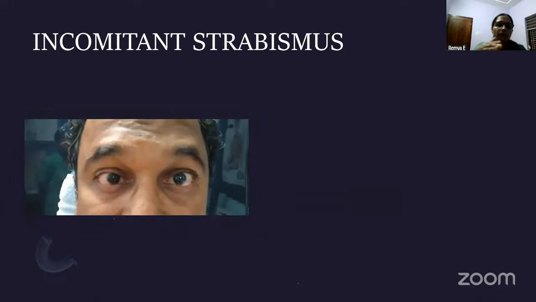So till now, what I have mentioned, most of it is in the case of comitant strabismus. So now we have incomitant strabismus. Incomitant strabismus can be either paralytic or restrictive. Paralytic means it is due to paralysis of one muscle, right? So paralysis mainly due to 4th cranial nerve palsy, 6th cranial nerve palsy, 3rd cranial nerve palsy. These are the main causes of incomitant, paralytic strabismus.